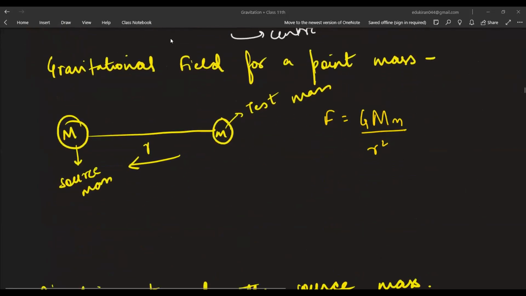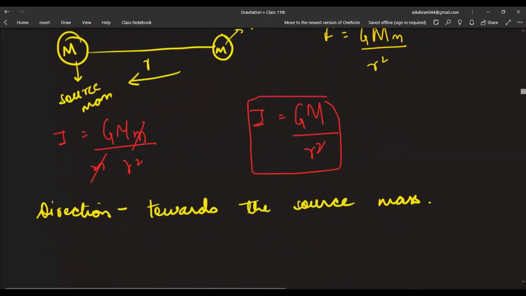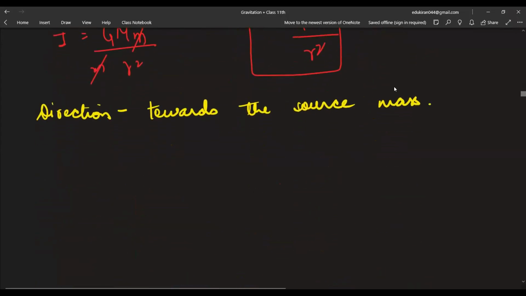See, gravitational field for a point mass. This we have discussed some portion when we were discussing the strength. So same thing here, when you have the source mass, you have the test mass. So you'll perform the same procedure. I is equal to G capital M small m by R square, and per unit mass it is. So one mass will be cancelled. So you have the same formula for gravitational field and gravitational field intensity. And the direction is towards the source mass.